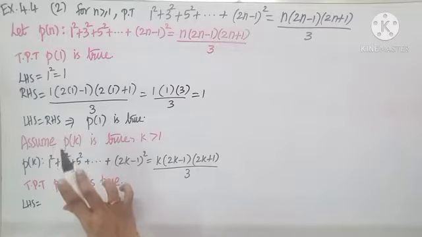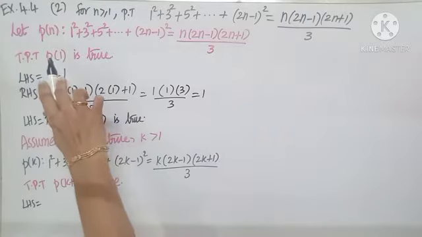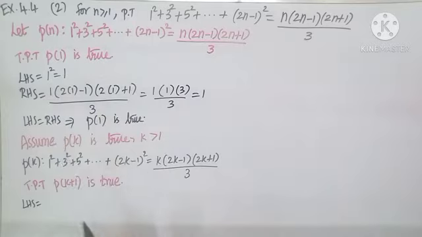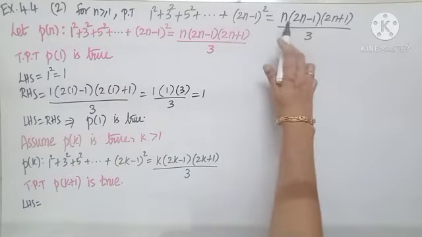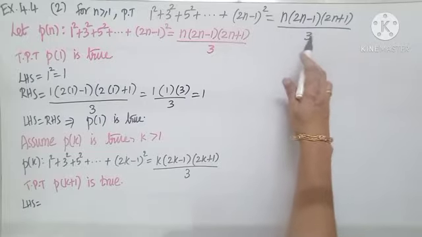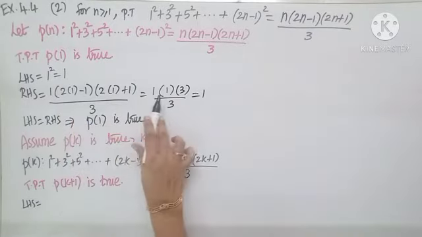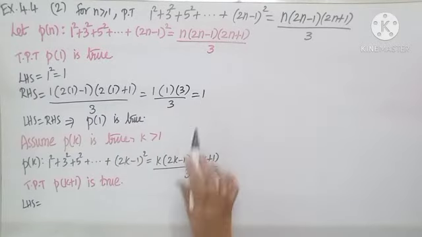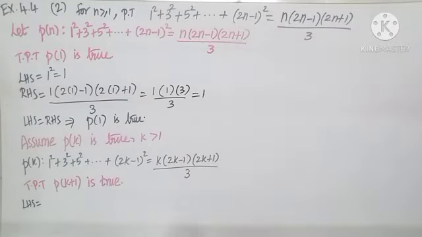The next step, I want to show P of 1 is true. For P of 1, LHS first term alone 1 square, that is 1. RHS, here wherever n is coming, put 1. 1 into 2 into 1 minus 1, 2 into 1 plus 1 by 3. Simplifying that, 1, 2 minus 1 is 1, 2 plus 1 is 3 by 3. 3 cancels, again I get 1. LHS equals RHS implies P of 1 is true.